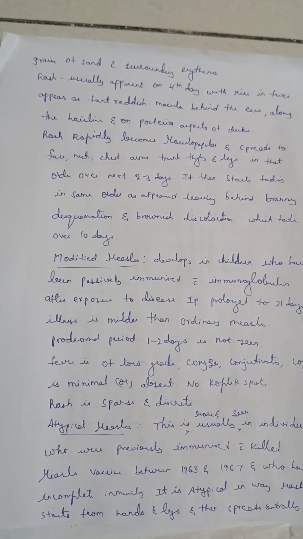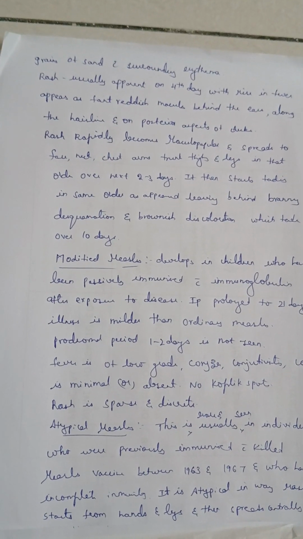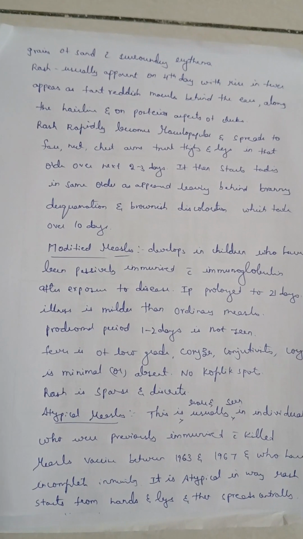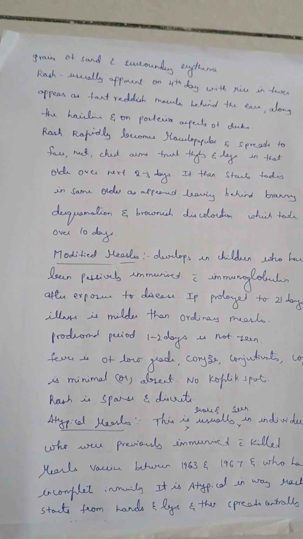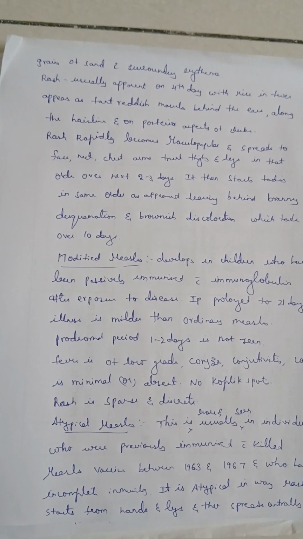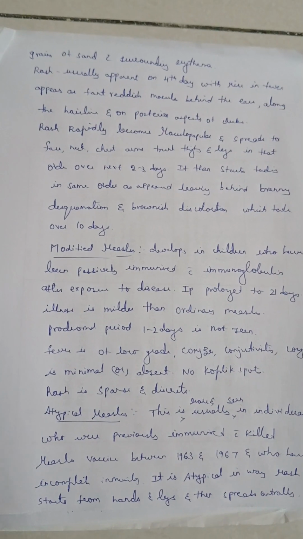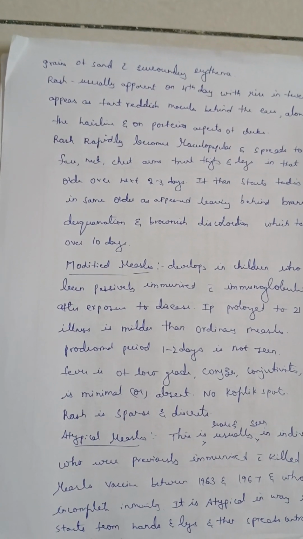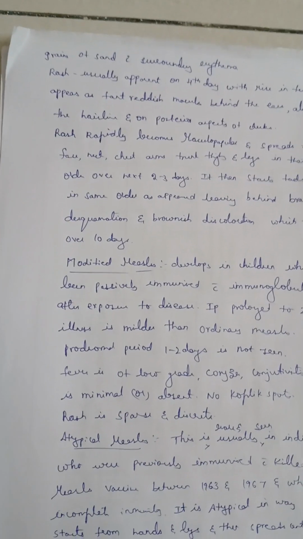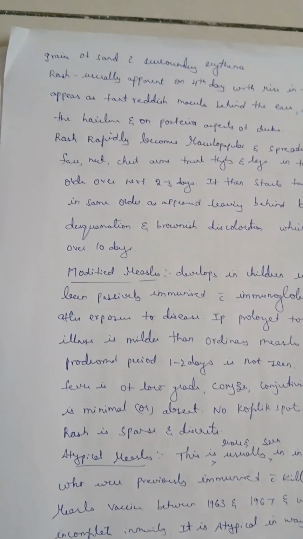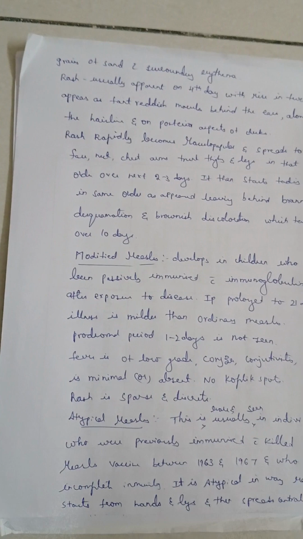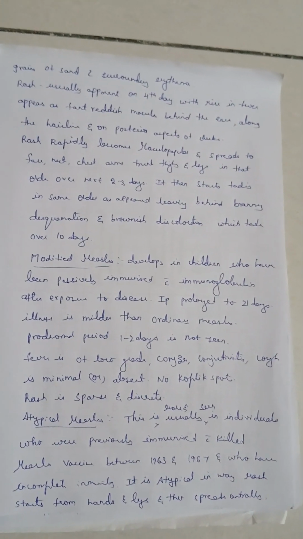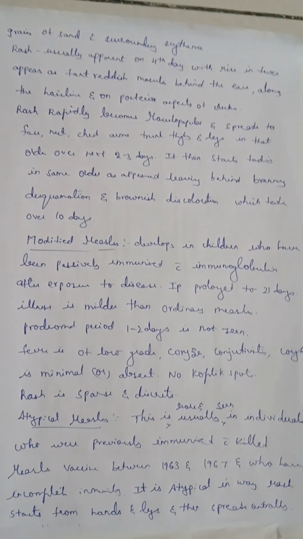The rash also disappears in the same way it appeared, from behind the ears, neck, chest, arms, trunk, thighs and legs, over the next 2 to 3 days. It fades in the same order, leaving behind branny desquamation and brownish discoloration which fade over 10 days.